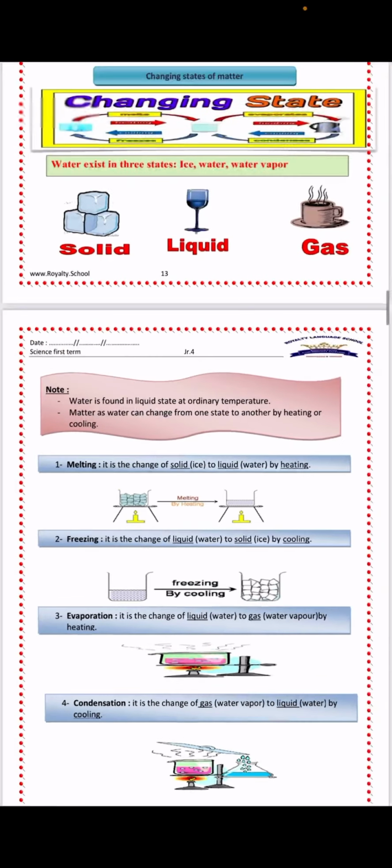So melting is the change from solid to liquid. Evaporation is the change from liquid to gas, and both of them by heating. Condensation is the change from gas to liquid. Freezing is the change from liquid to solid, and both of them by cooling.